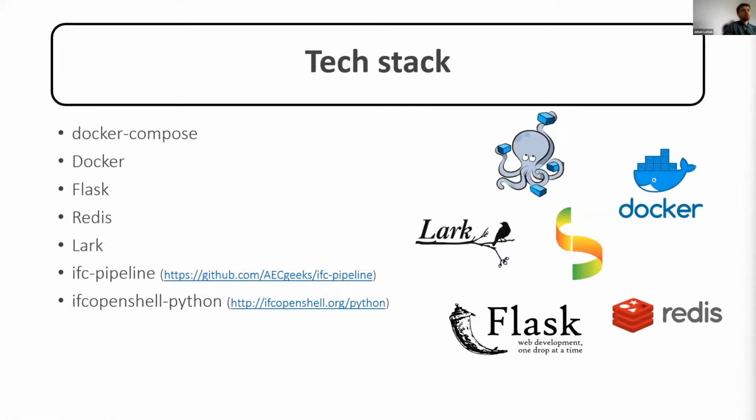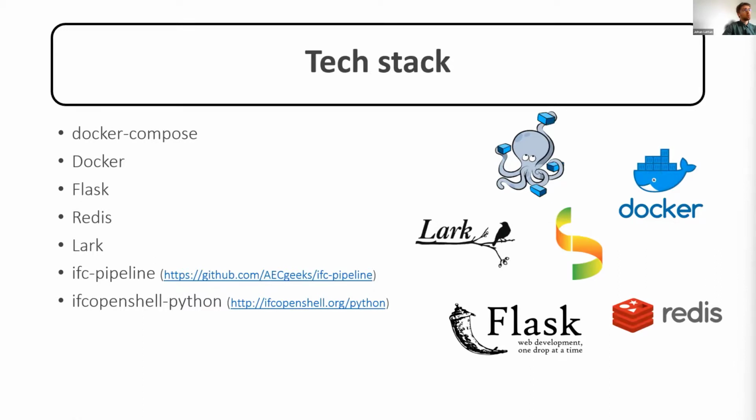So first, let me introduce the tech stack used for this project. So we are using the IFC pipeline, which, as its name says, is a pipeline to process IFC files. It's available on GitHub, and you can use this pipeline for different purposes, for viewer or also for validation. And here we're using it only for validation with associated checks.